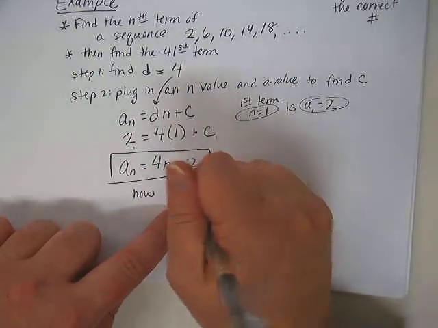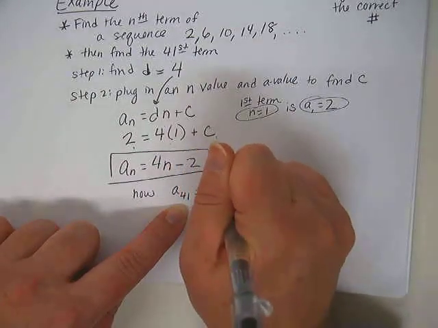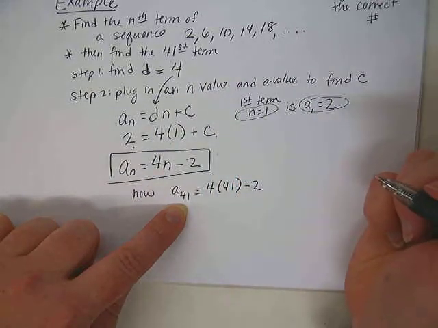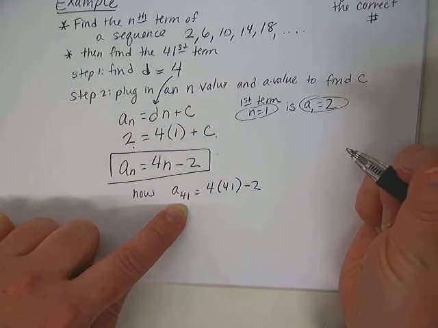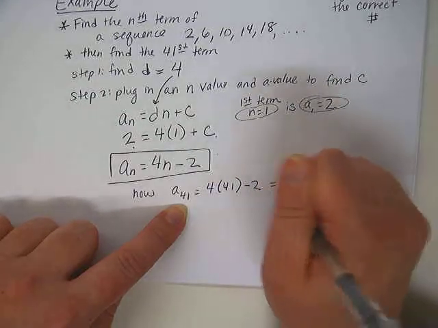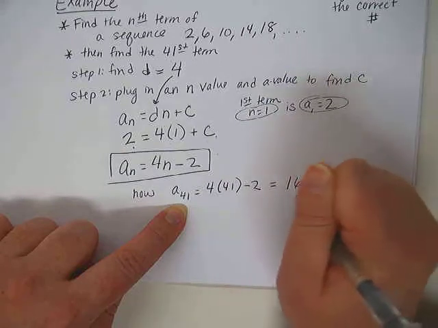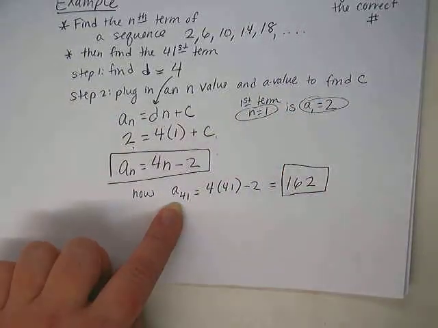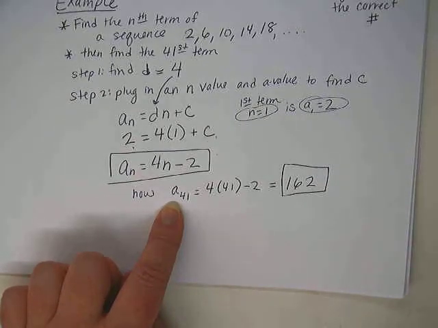Done with that. Then it says use our formula to find the 41st term. What does that mean we do? So we're finding the 41st term, so we call that a sub 41. We plug in 41 for n, subtract 2. So 4 times 41 is 84, no, bigger than that. 164 minus 2, so 162. Does that sound right? Okay.